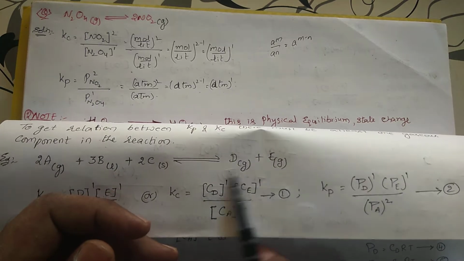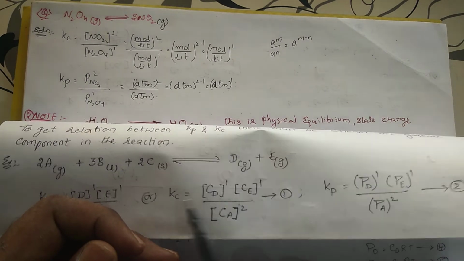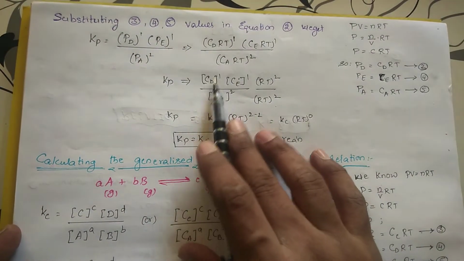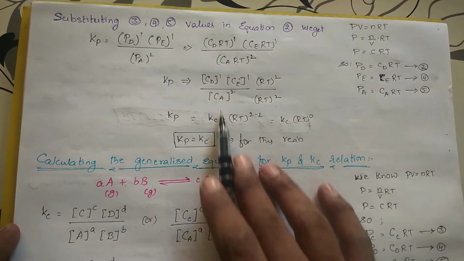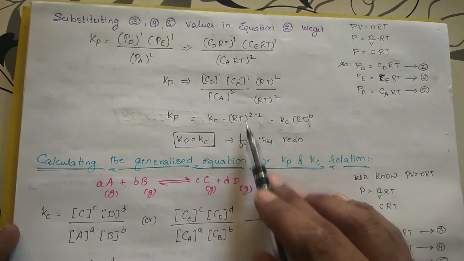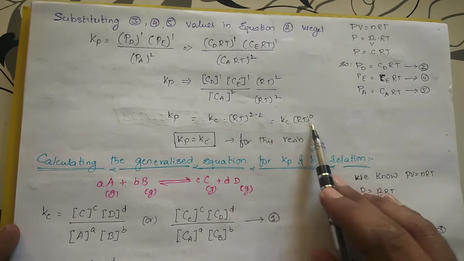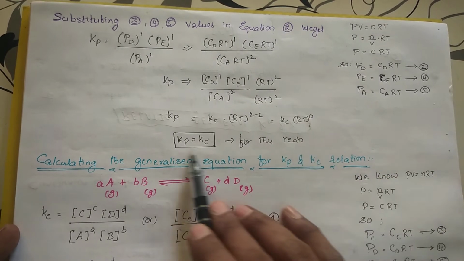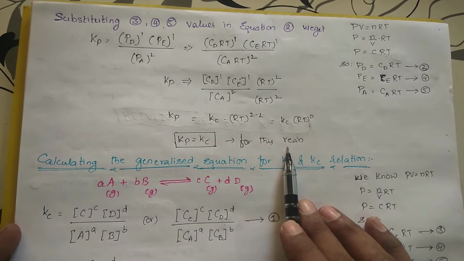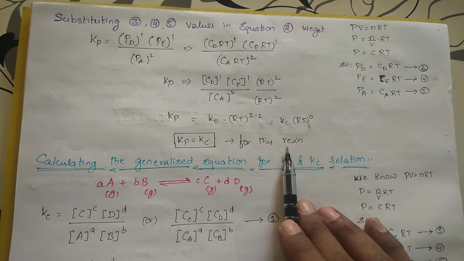So instead of this we can place Kc. Okay, so here CD power 1, CE power 1, CA whole square, it is taken as Kc. RT power 2 minus 2, it will be 0. RT power 0, anything to the power 0 is 1. So Kp will be equal to Kc in this reaction. Okay, I hope that you understood.